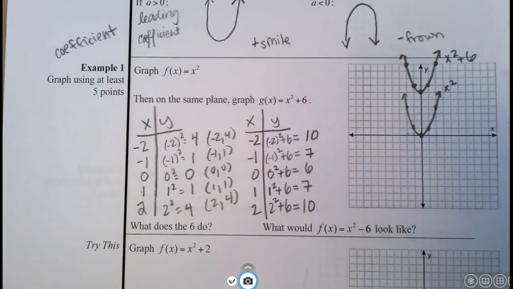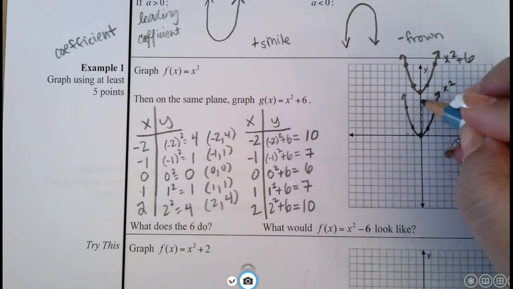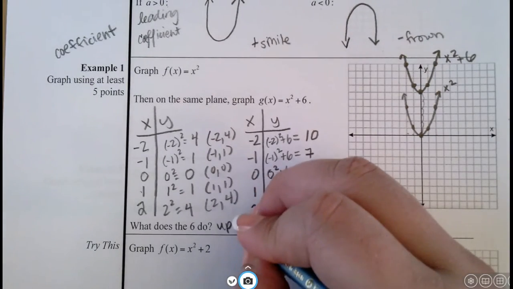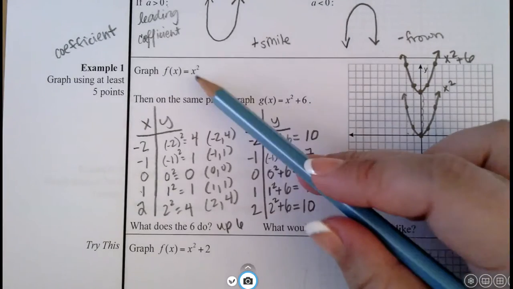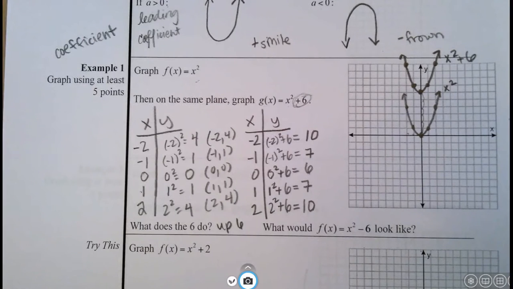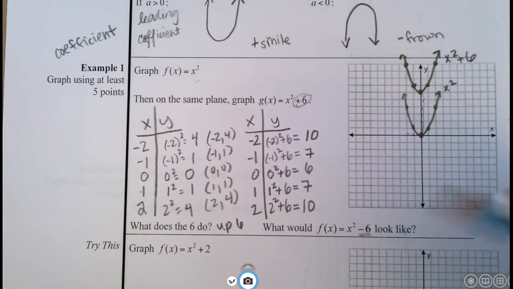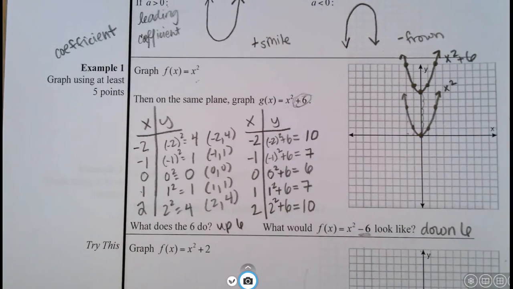So what happened actually is that this graph moved 1, 2, 3, 4, 5, 6 units up. Up 6. So we took the graph of x squared and we moved it up 6. That's what this plus 6 actually does. So what do you think would happen if we had x squared minus 6? Well, if plus 6 goes up, then minus 6 would go down by 6.